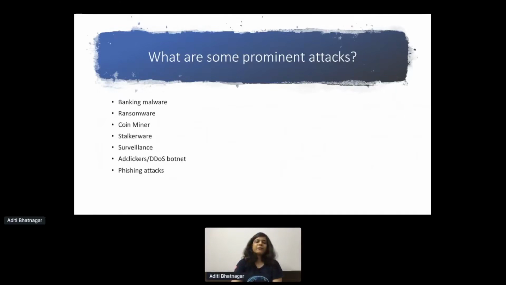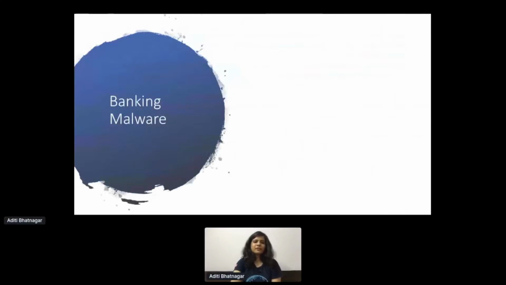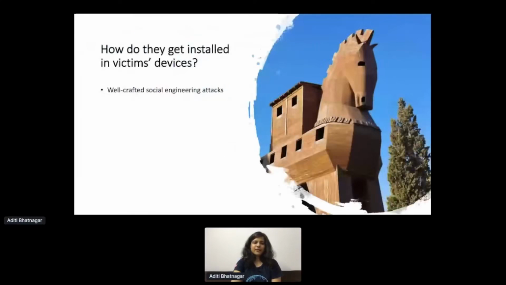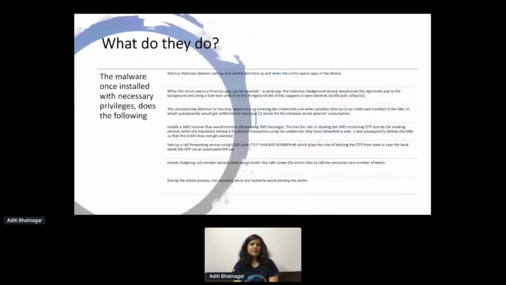So talking about banking malware, as the name suggests, it is something which does fraudulent transactions. Basically, it takes your credentials and then does a transaction from your end. And how exactly did it do it back in time? It started a malicious daemon service and silently monitored all the apps that the victim opens. Back then we had this permission in Android where you can get all the currently active applications, so you can get the exact app that the person is looking at.